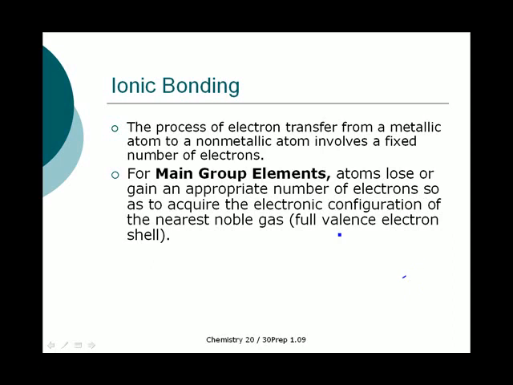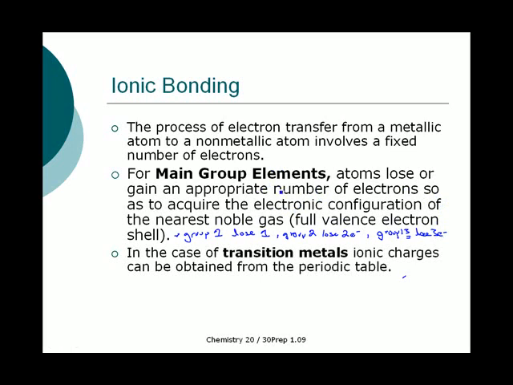And usually what this means is Group 1 elements lose 1 electron, Group 2 elements lose 2 electrons. And the only other one in the first 20 would be aluminum, in group 13, and it would lose 3 electrons.